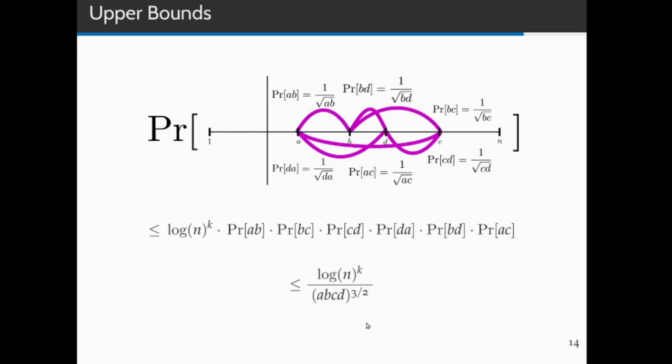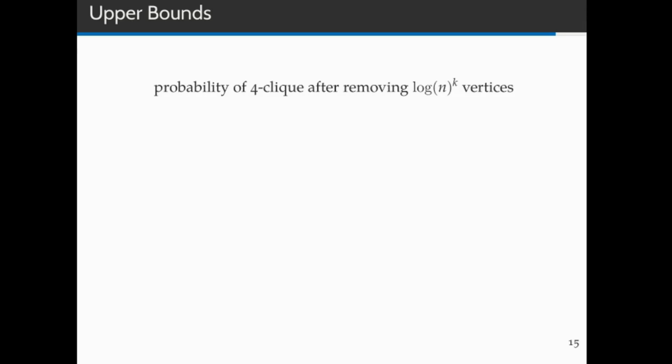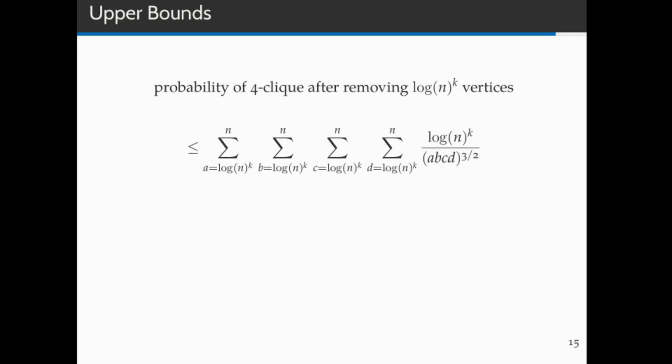Next, we want to use the union bound over all possible embeddings. So we want to bound the probability that there is a 4-clique in the graph after removing log n to the k vertices. So how can this 4-clique be embedded? For the vertex A, it could be any vertex from log n to the k to n. For B, the same, equally for C and D. And for some fixed A, B, C, D, we just bounded the probability by log n to the k divided by ABCD to the 3/2.